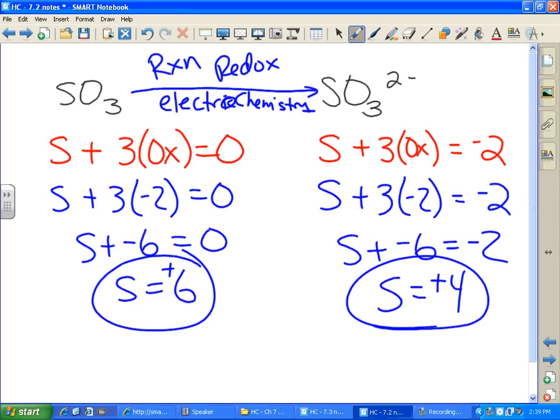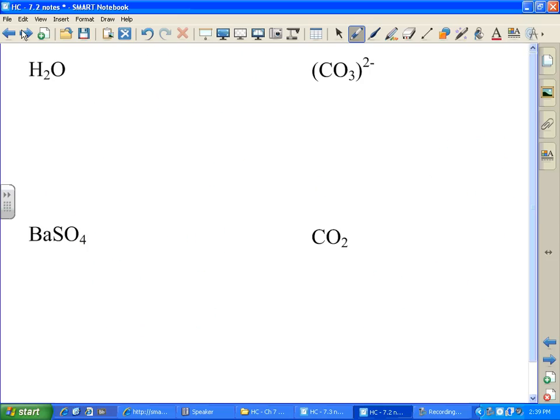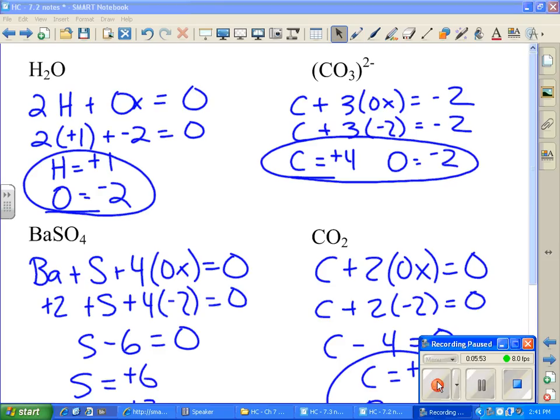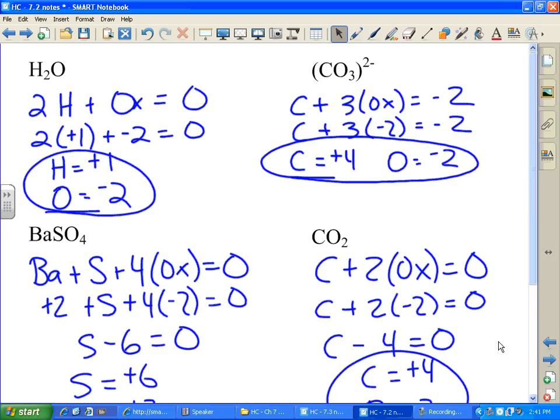All right, so what I've got here is I'm going to give you 4 more examples. I want you to work through these 4, see if you can see what the oxidation numbers are, and then be able to wrap this up. So I'll pause this here. You can too. Okay, as we wrap up here, we've got 4 more chemicals.